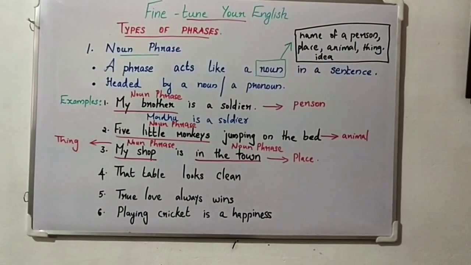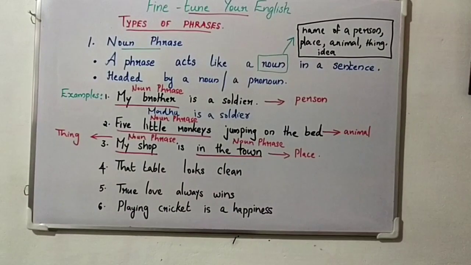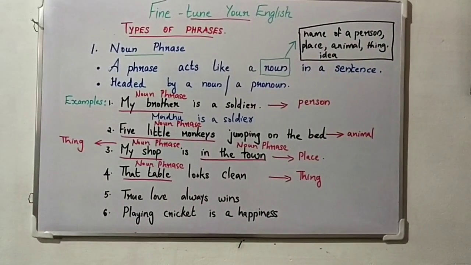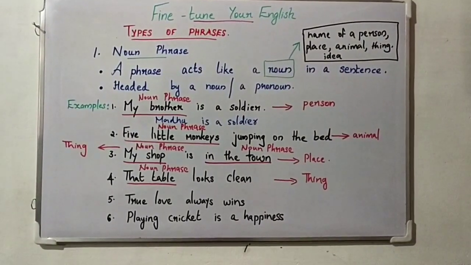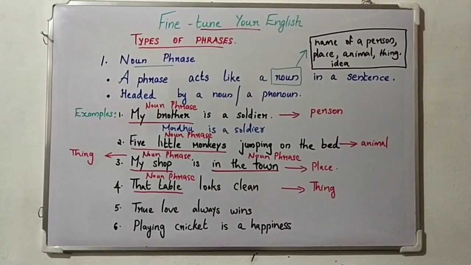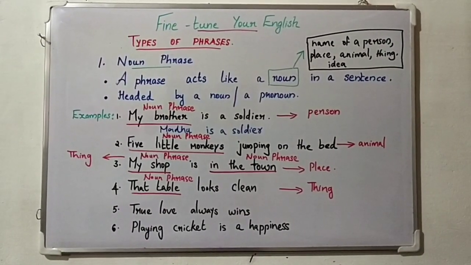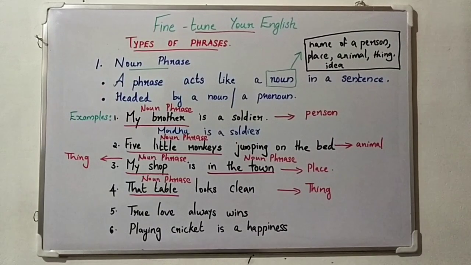See the fourth example. The table looks clean. That table, so we are referring again to a thing. That table looks clean. In the sentence, that table is a noun phrase. Here that is a pronoun and table is a noun. So it is the combination of a pronoun and a noun.